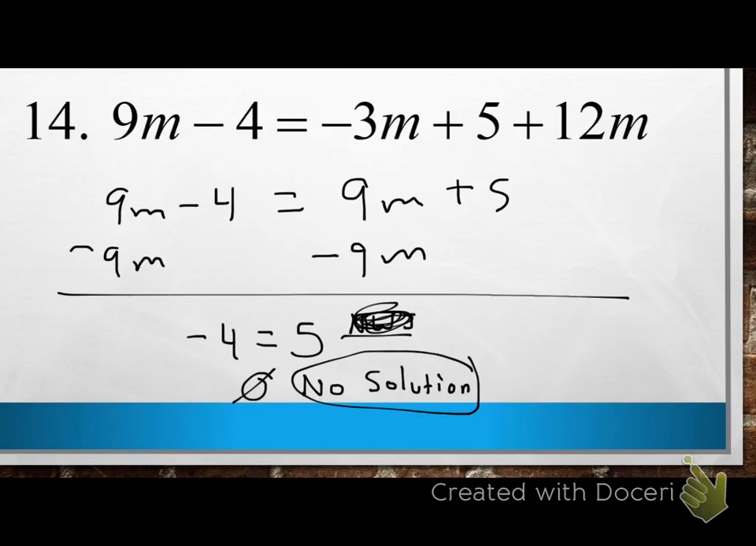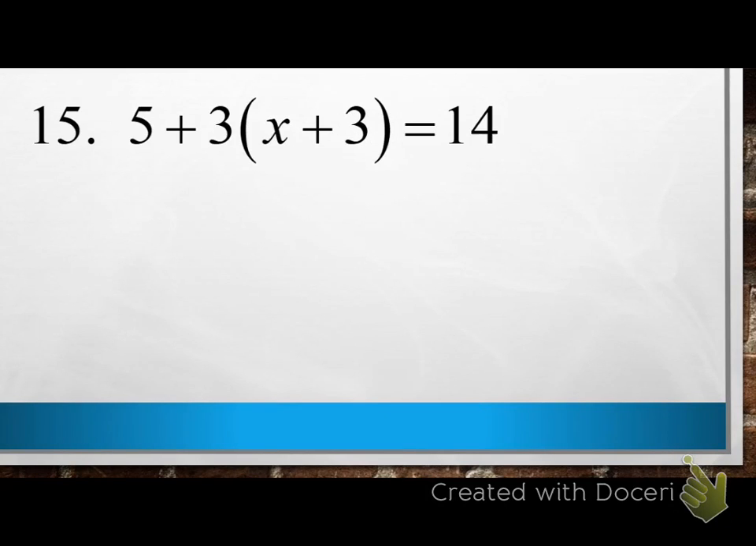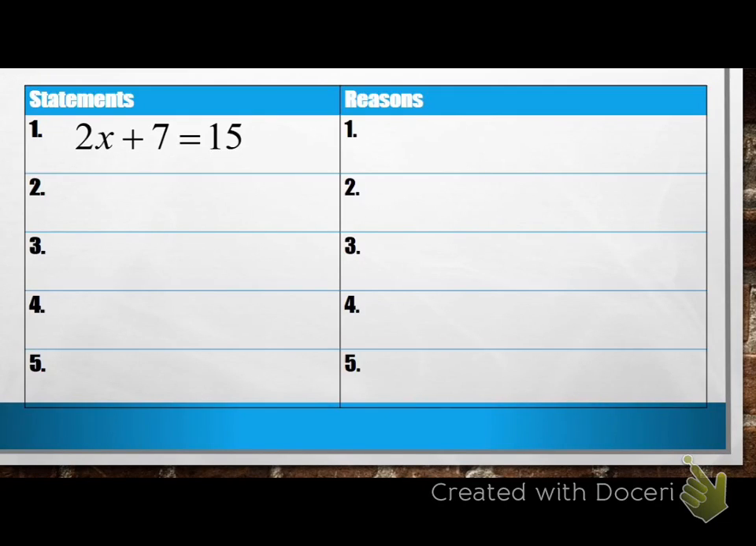Okay, last thing we're going to do today. We're going to skip it. We're going to come to here. You're going to give me the reason of what's happening. These are easy, guys. Trust me. Ready? The first reason is always given. I gave it to you. It's a proof. We're doing an algebraic proof. It's given.